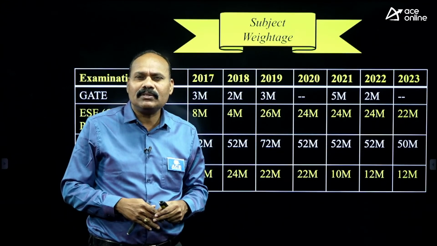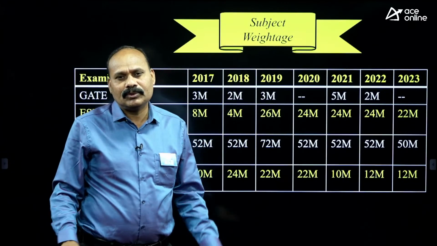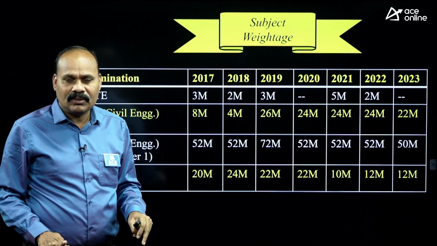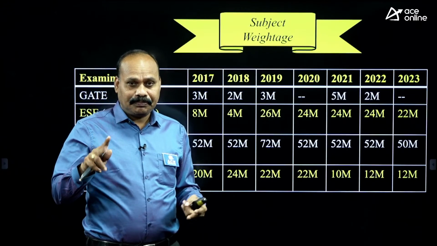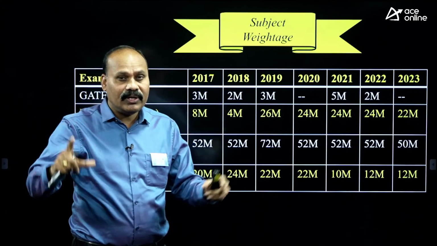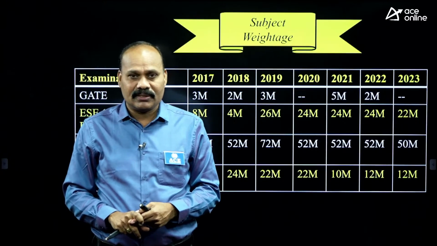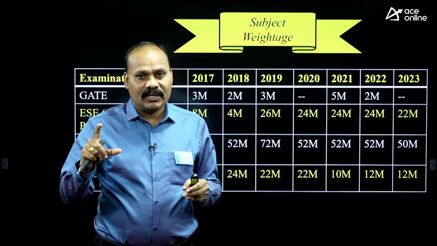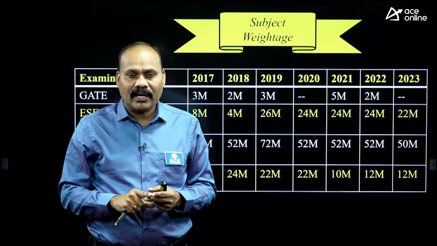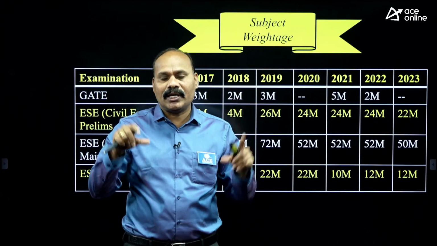So what is the meaning of this? 10 marks guaranteed from this particular subject. So dual advantage is there. This subject is very, very useful for only ESE aspirants. Those who are preparing for GATE, my advice is at least you practice network diagrams.